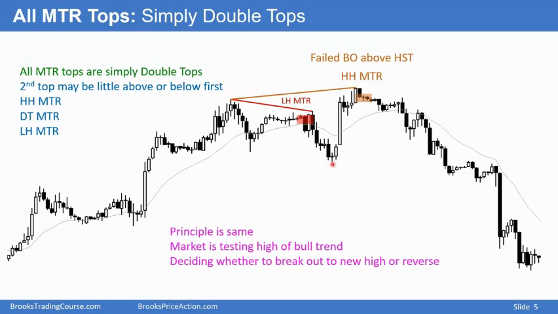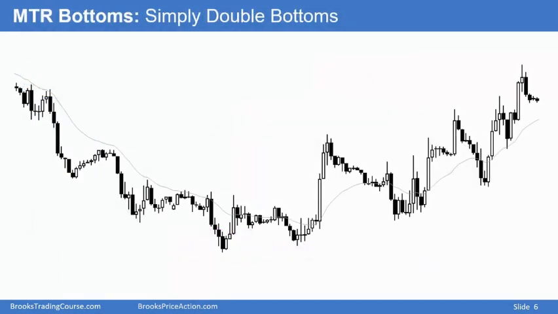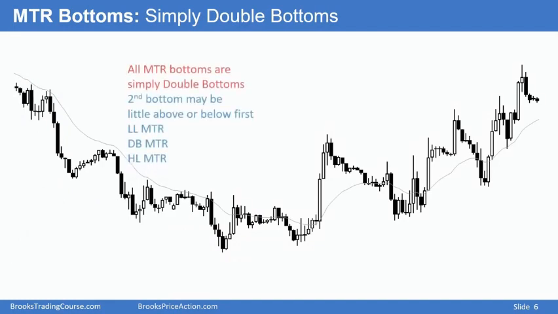Here, 40% chance of a bear trend or a bear swing. It did not become a bear trend. The bull trend resumed. Again, 40% chance of a bear trend or a bear swing, and this time it succeeded. Major trend reversal bottoms, they're all simply variations of double bottoms.